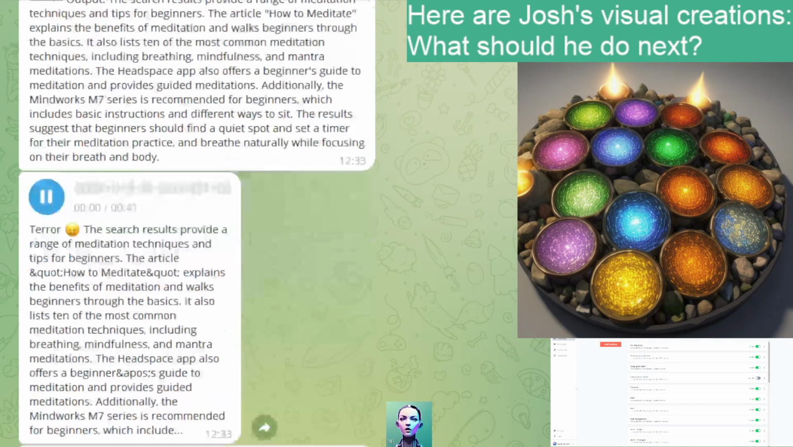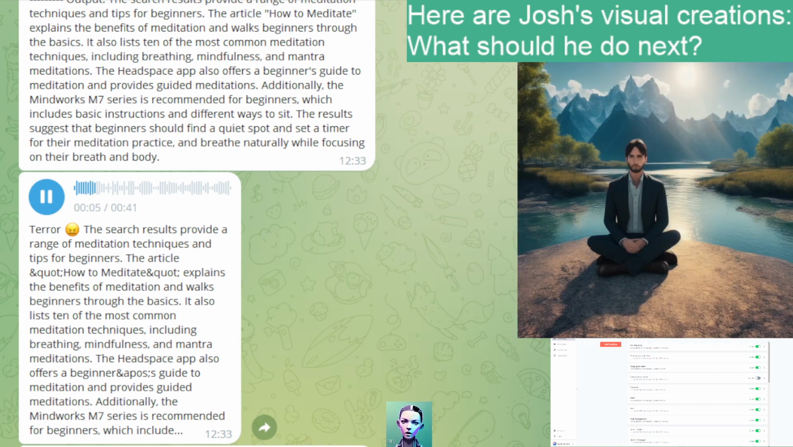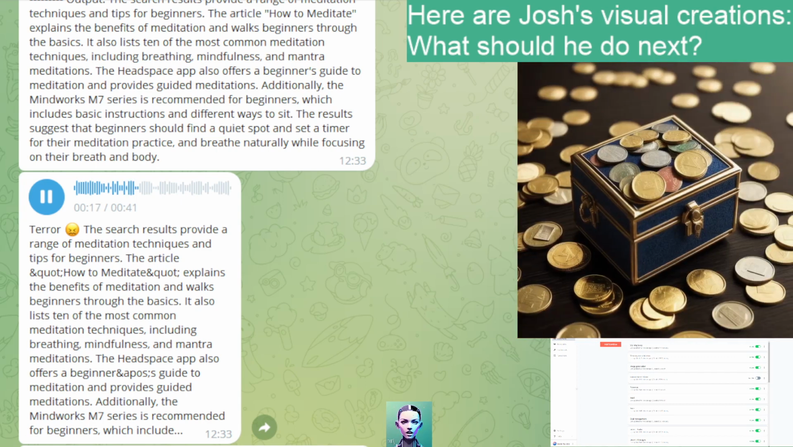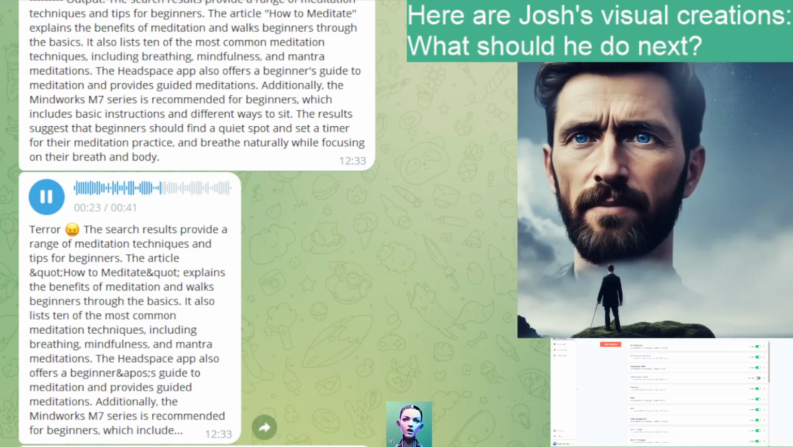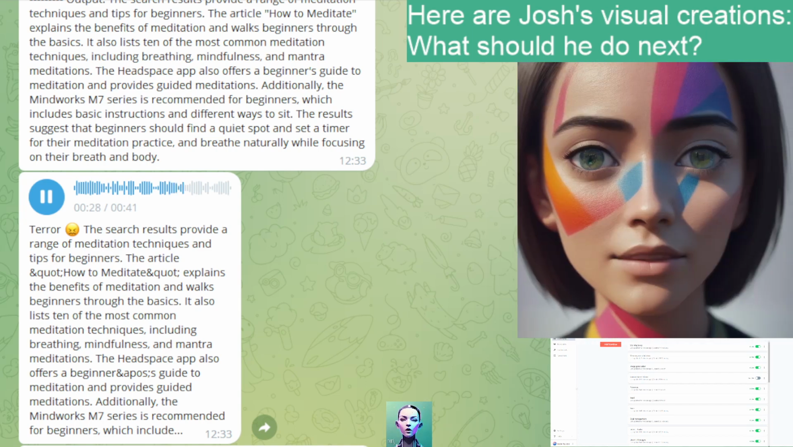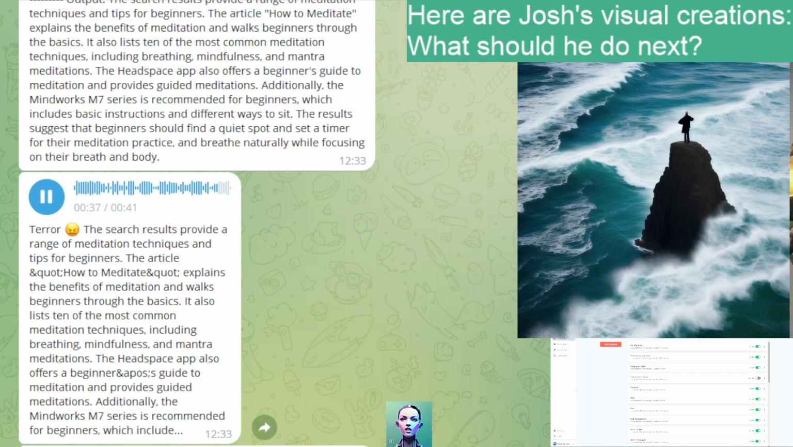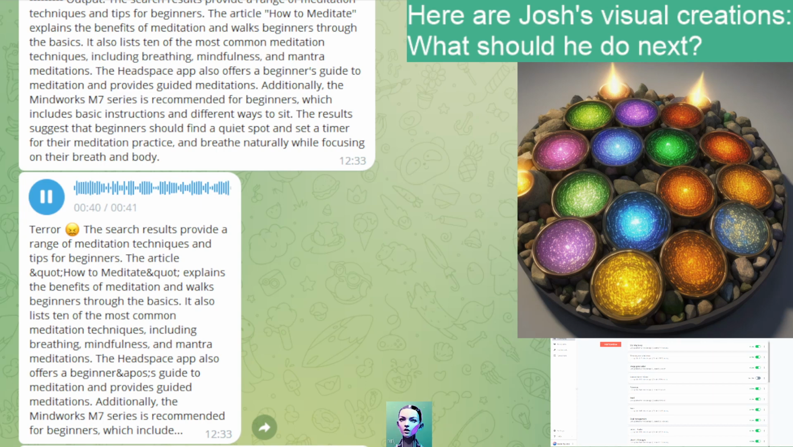The search results provide a range of meditation techniques and tips for beginners. The article How to Meditate explains the benefits of meditation and walks beginners through the basics. It also lists 10 of the most common meditation techniques, including breathing, mindfulness, and mantra meditations. The Headspace app also offers a beginner's guide to meditation and provides guided meditations. Additionally, the MindWorks M7 series is recommended for beginners, which includes basic instructions and different ways to sit. The results suggest that beginners should find a quiet spot and set a timer for their meditation practice and breathe naturally while focusing on their breath and body.